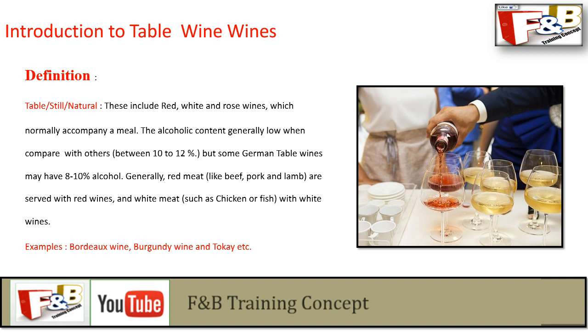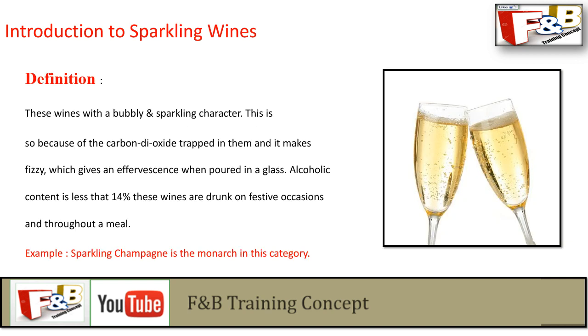Okay, we'll move on to the next classification of wine, where we're going to look at sparkling wine. Definition: these are kinds of wine with either a bubbly or sparkling character. This is because the carbon dioxide is trapped in them and it makes them fizzy. During the fermentation process, there's a first fermentation and there's a second fermentation that actually happens inside the bottle.